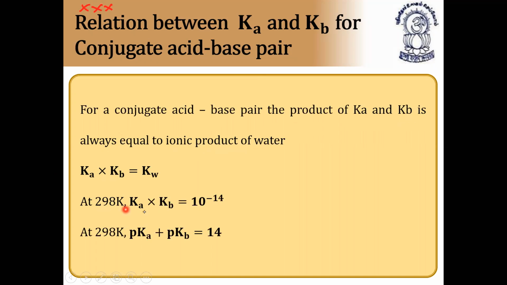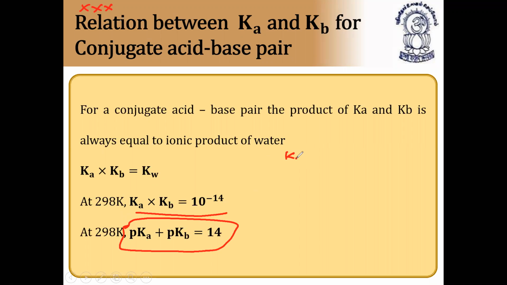At 298 kelvins, that is room temperature, as I already told you, 25 degrees C, Ka into Kb is equal to the ionic product of water. And what is the value of the ionic product of water? It is equal to 10 to the power of minus 14. So at 298 kelvins, pKa plus pKb is equal to 14. What is this pKa and pKb? We'll discuss later on because this is not relevant here. Before discussing pH, we cannot take pKa and pKb. So Ka into Kb is equal to 10 to the power of minus 14, which is also equal to the ionic product of water.